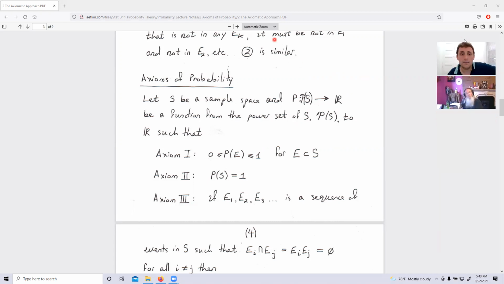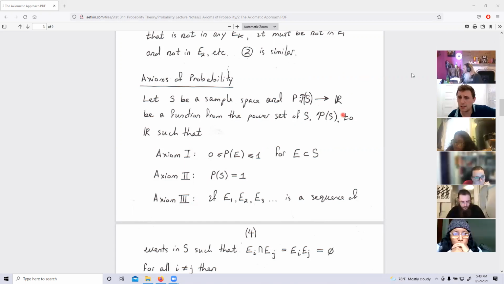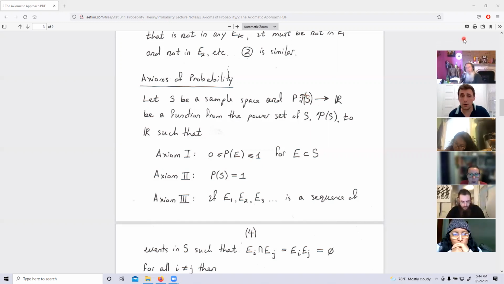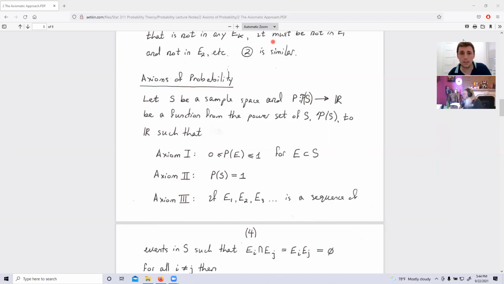Now here, we simply abstract and we say probability is a function, right? So it's an abstraction that logically makes sense. Why is that a good definition? You have to think of it. So probability is a function from the power set of the sample space. In other words, it's a function that takes every subset of the sample space and makes it into a number between 0 and 1. So this function satisfies the following axioms.